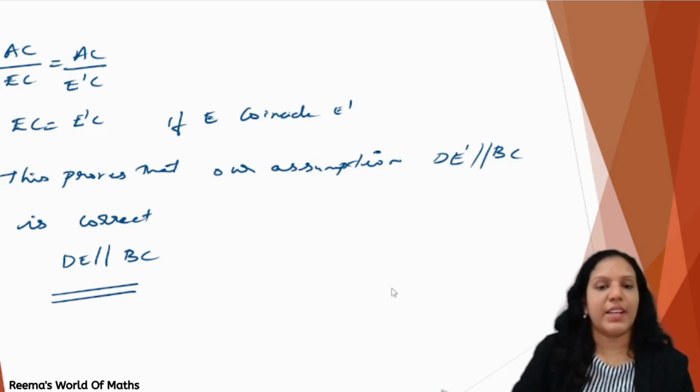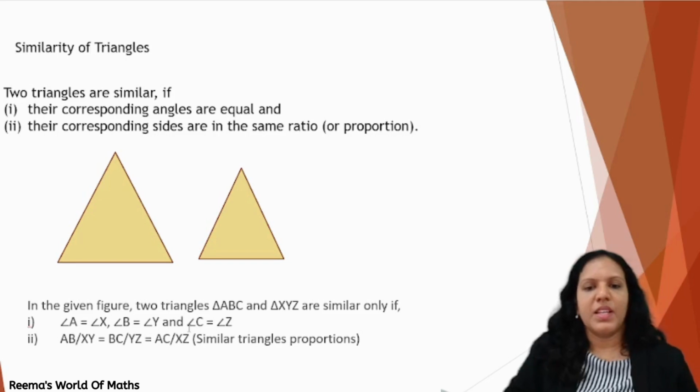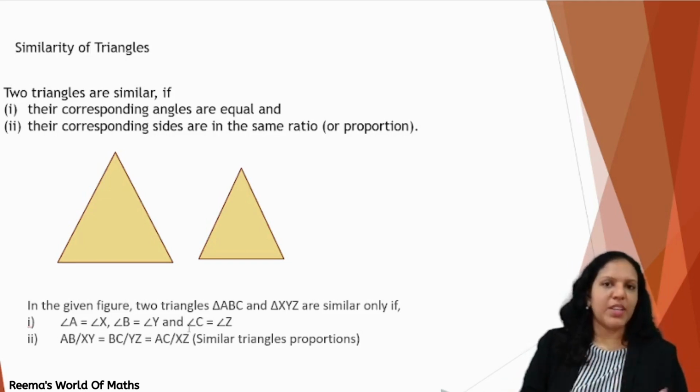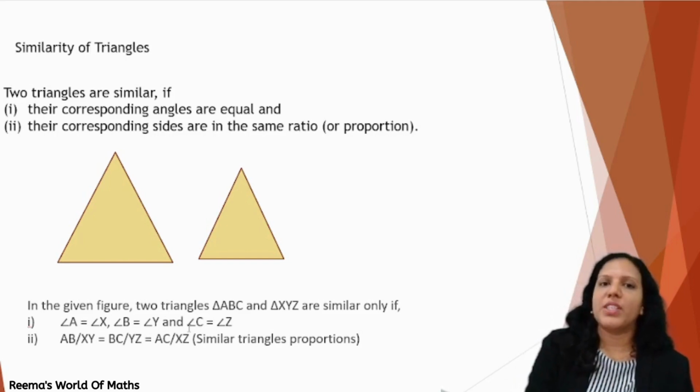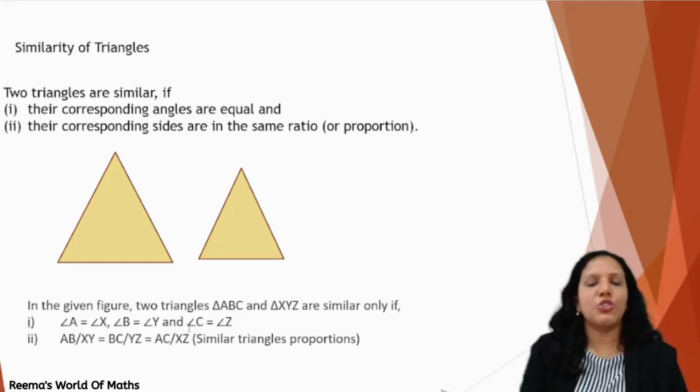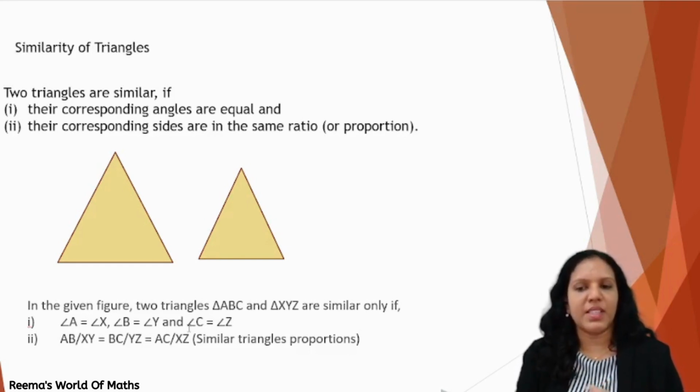Now let's see the similarity of triangles. How can we consider two triangles to be similar? I have already mentioned this in the beginning of this video. Two triangles are similar if their corresponding angles are equal and their corresponding sides are in the same ratio.